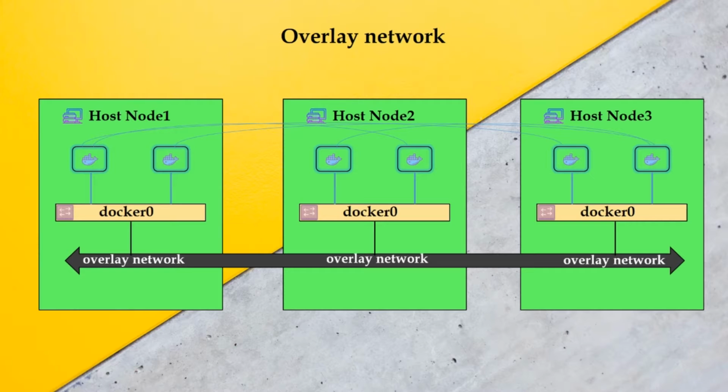Docker transparently handles routing of each packet to and from the correct Docker daemon host and correct destination container. This type of network driver is most commonly used in the Swarm cluster.